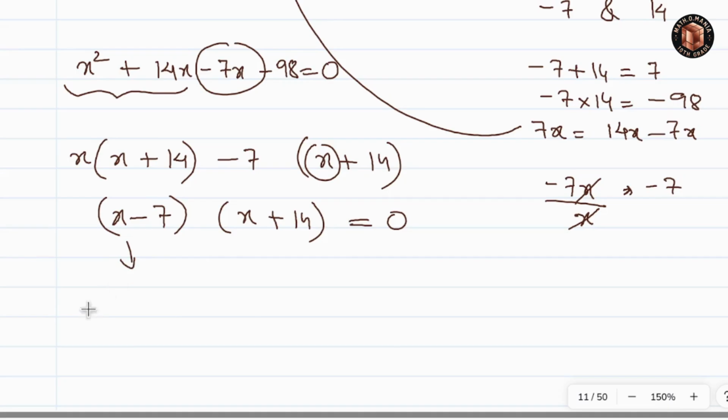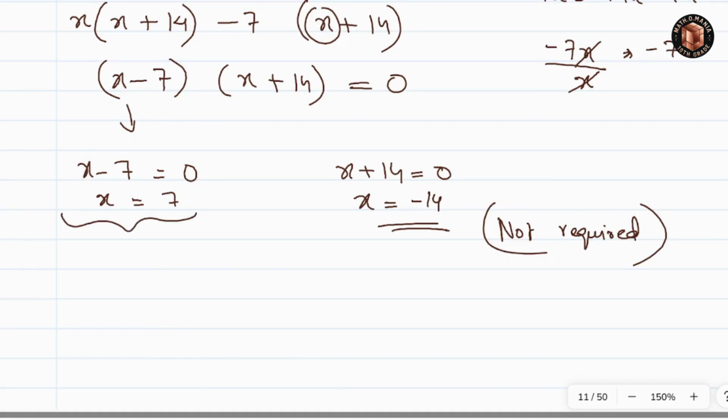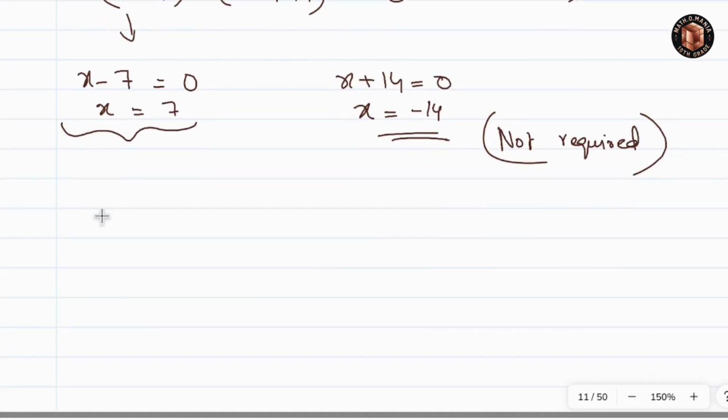From the first part, if x minus 7 equal to 0, my value for x equal to 7, and if x plus 14 equal to 0, my x equal to minus 14. So for a value, a measurement can never be equal to minus 14. So it is not required. This is not required part, so we can eliminate this part. So we can go with the value x equal to 7. Therefore, our x equal to how much? 7 centimeter.